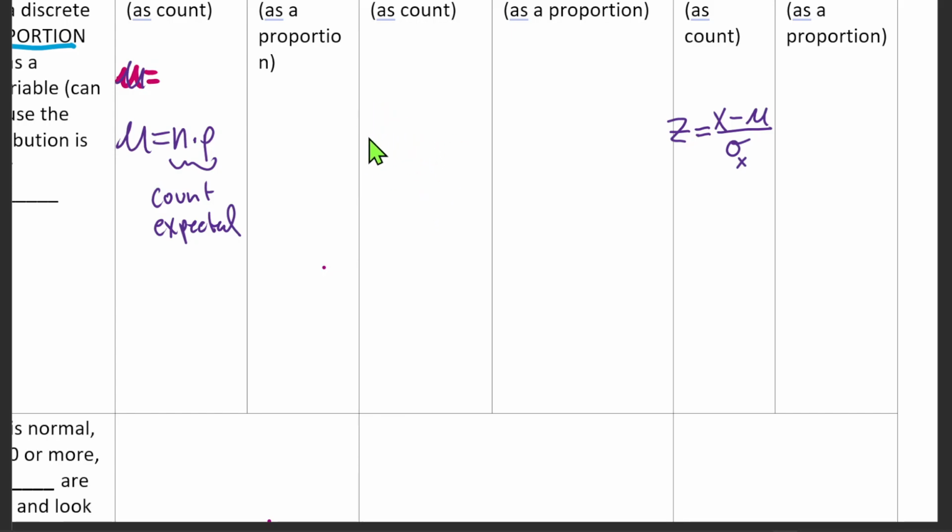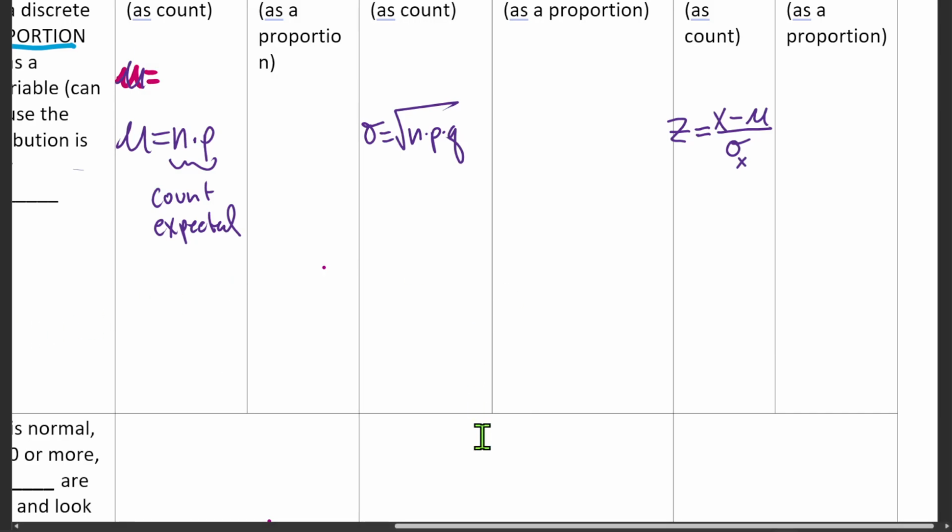What is the standard deviation? Well, that's the good old standard deviation of n times p times q, because that's the standard deviation of the count. And you use this z-score with this standard deviation and this mean to approximate a binomial scenario.